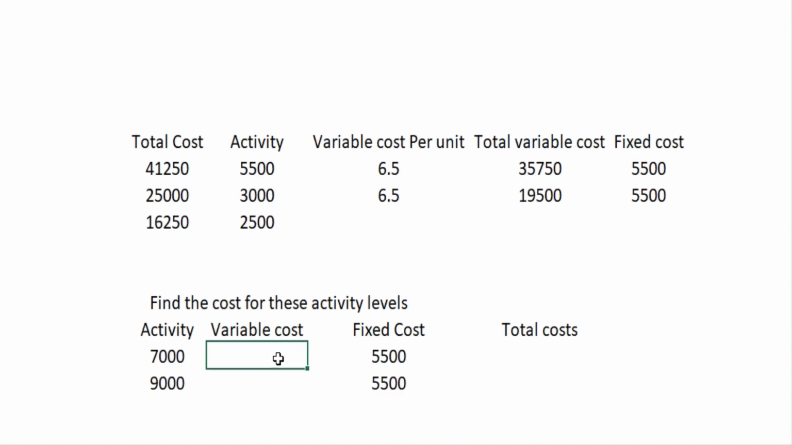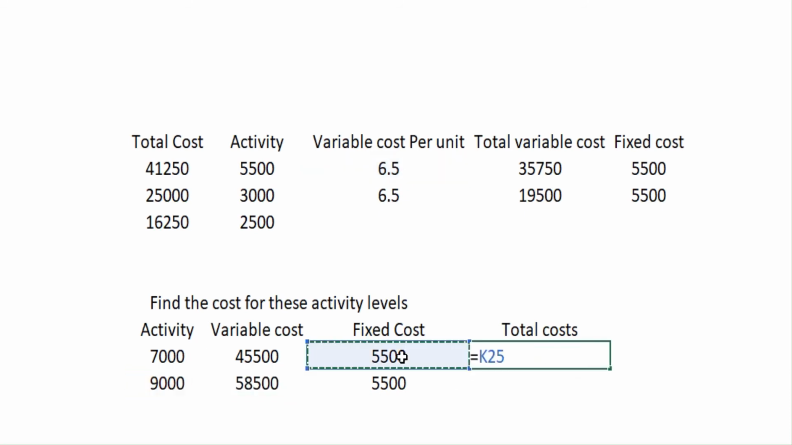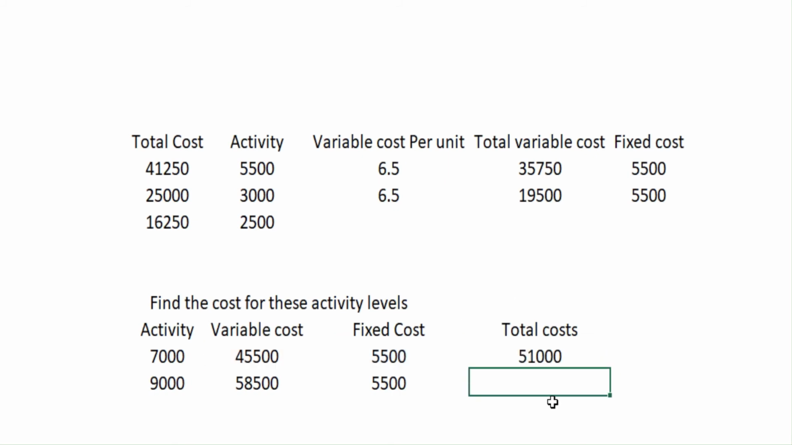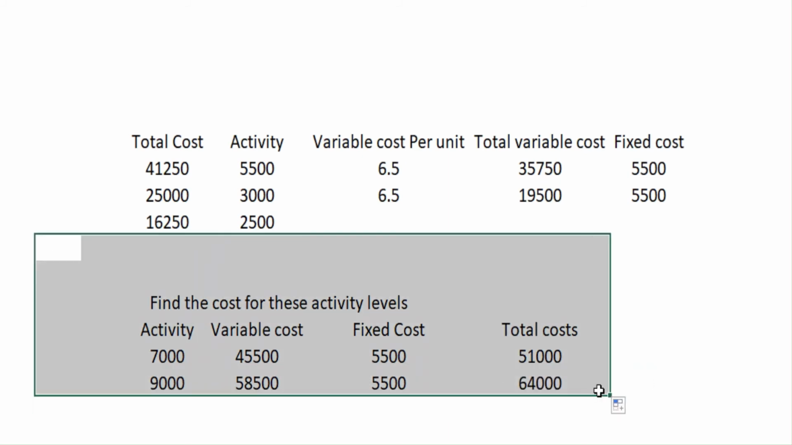Okay, so now all we need to do is work out the variable cost for the new activities of 7000 and 9000. So all we have to do is get our variable cost per unit of 6.5 and times it by the activity, and we get 45.5. We could do that again, 6.5 multiplied by 9000, we get 58. And then we just have to add on the fixed cost, don't we? To find out the total costs. Okay, and that's the total cost, and that's how you work out using the high-low method.